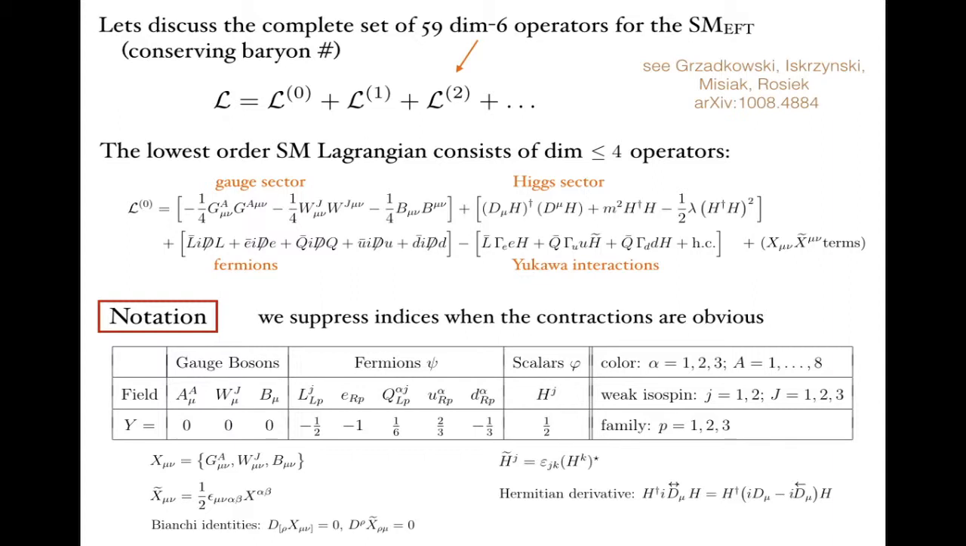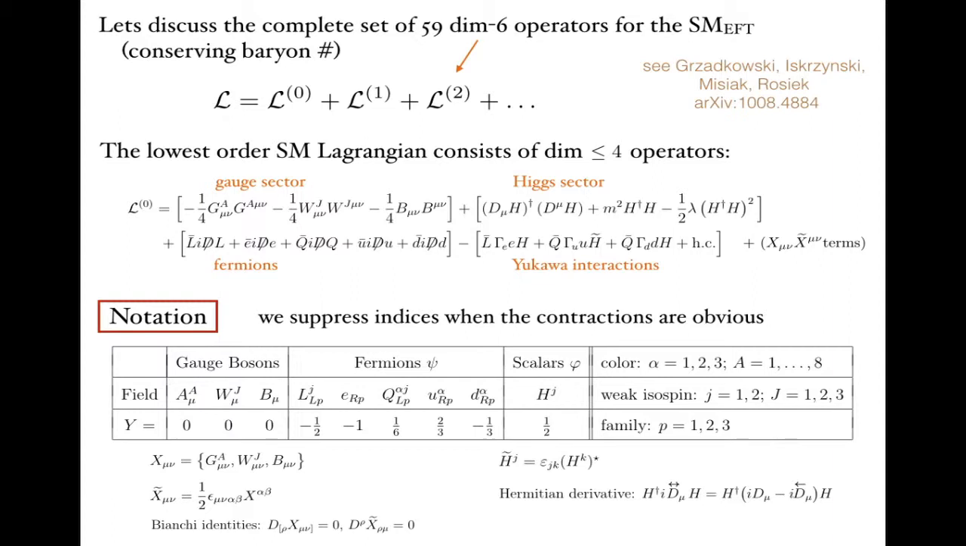Often, for the notation, we'll suppress indices, but if we write them all out, then they would look as in this table. So for the gauge bosons, we have 3 different gauge bosons for SU(3), SU(2), and U(1). And there's 8 gluons and 3 electroweak gauge bosons, and then 1 gauge boson for hypercharge. I've listed the hypercharges of the various particles here. For the fermions, they come as left-handed, which are the L and the Q, as well as right-handed, the E, U, and D. And the left-handed guys are doublets under the SU(2), so the little j index runs from 1 to 2.